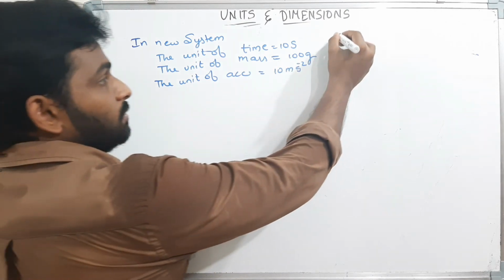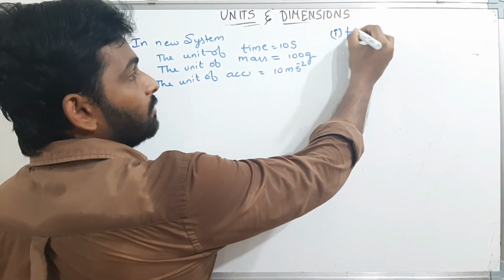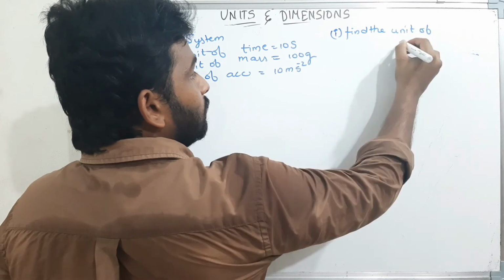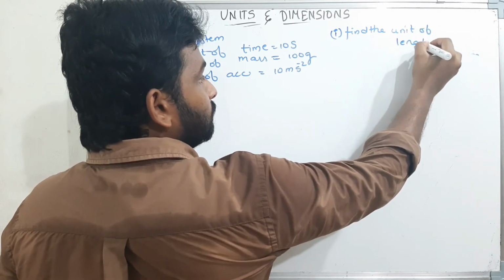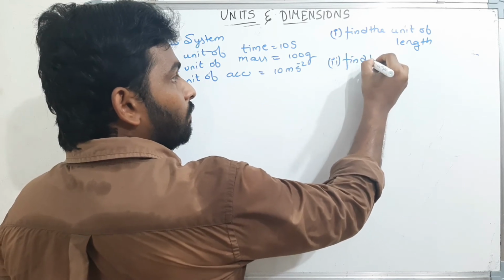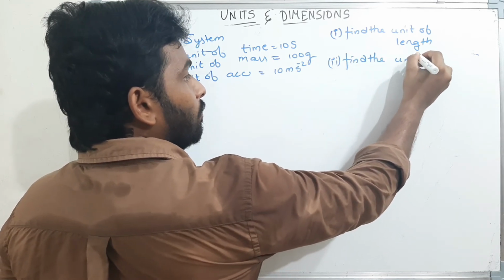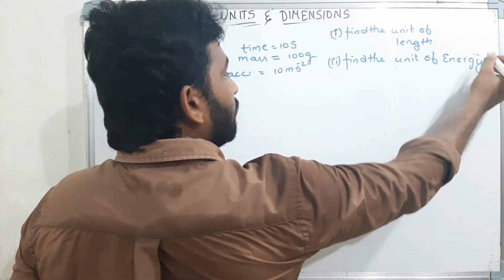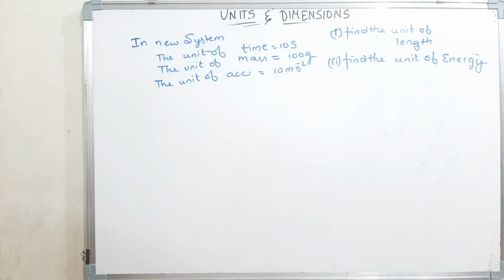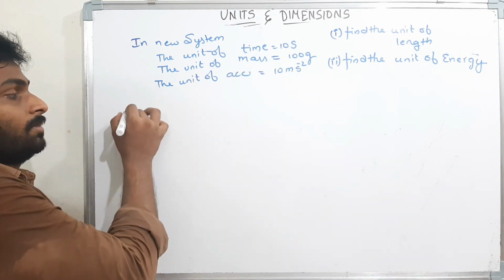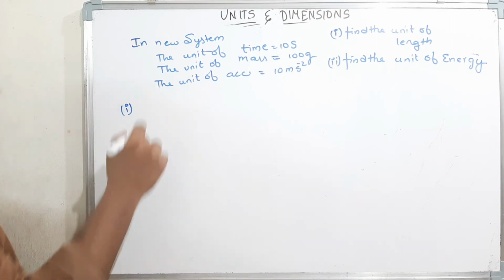Now, first question, first bit. Find the unit of length, and second one, find the unit of energy. They told to find the unit of length and they told to find the unit of energy. How can I find the unit of length?